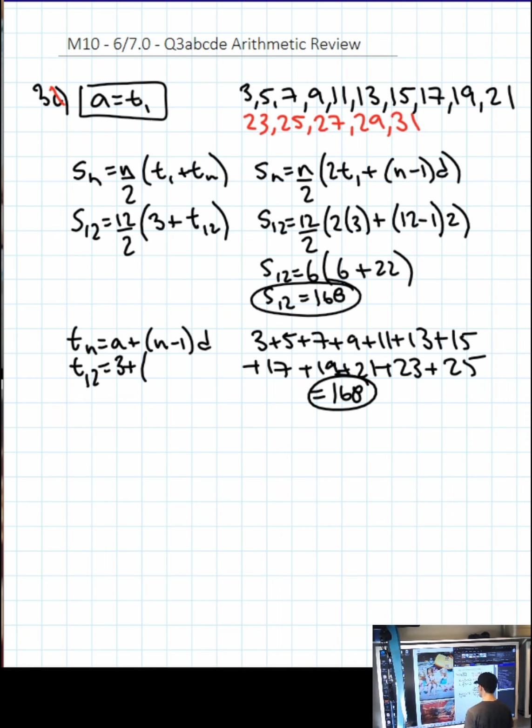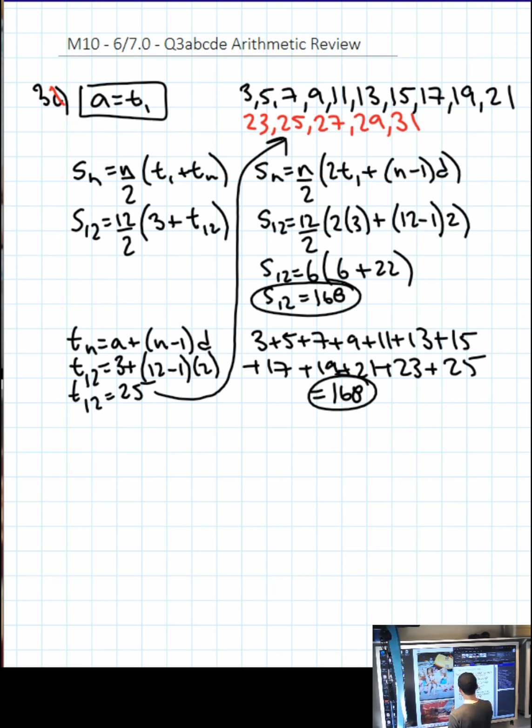Notice I go back and forth between A and T1. 12 minus 1 times the difference D, which is 2. T12 equals 3 plus 11 times 2, which is 22, plus 3 is 25, as we knew from above. Then S12 will equal 12 over 2, or 6, times 3 plus 25. And then 6 times 28, S12 equals 168.